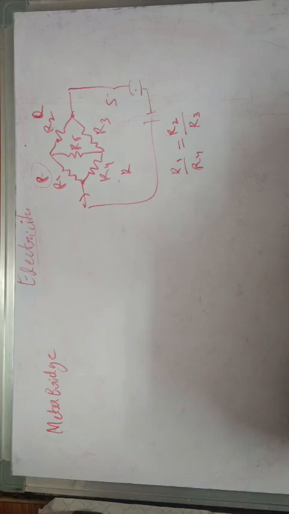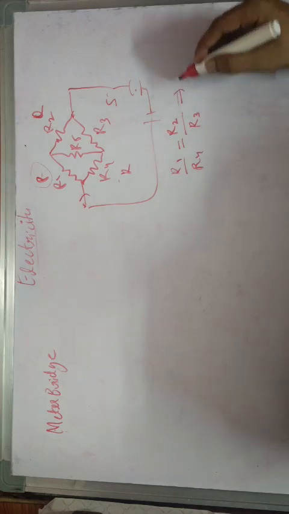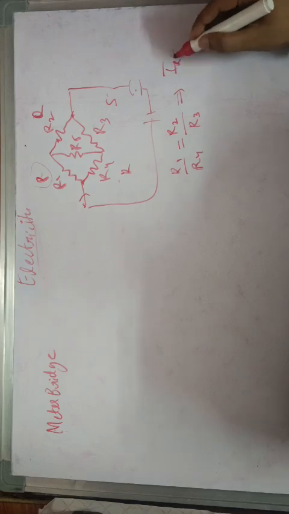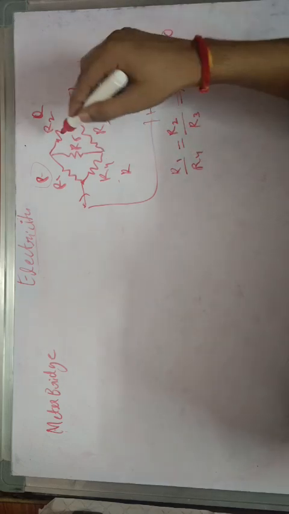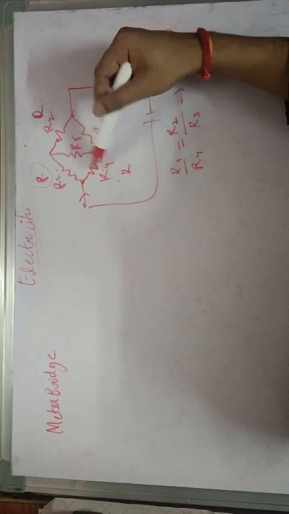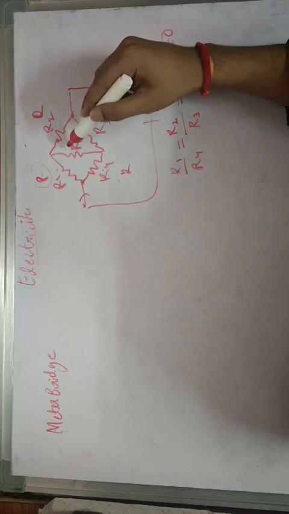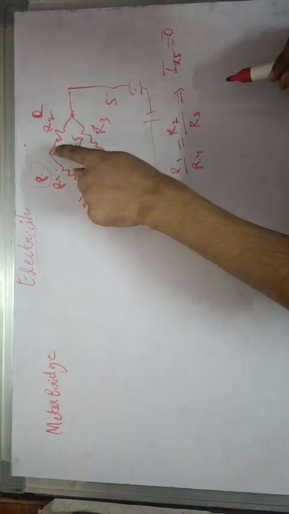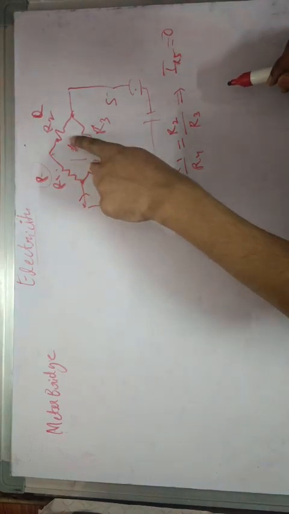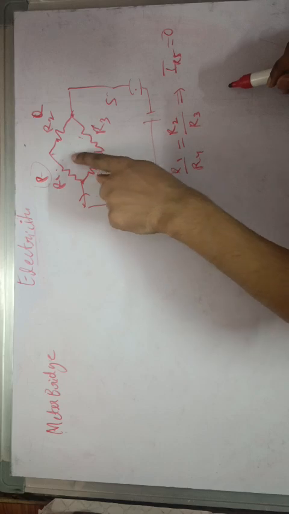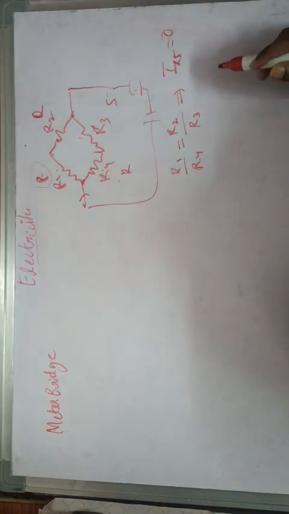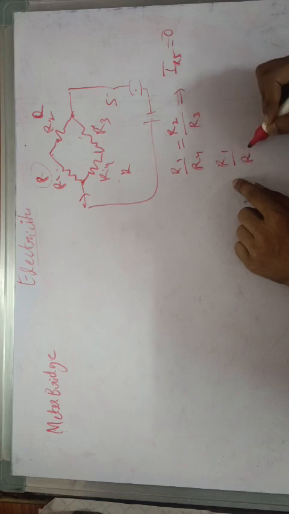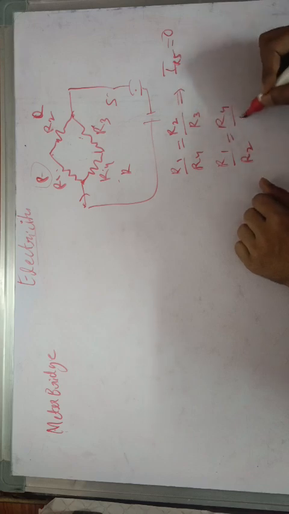Then in that case it implies that the current in the fifth resistor R5 would be equal to 0. So if the ratio of these two is equal to the ratio of these two, then there would be no current flowing in this. So we can simply remove this resistor. There would be no effect of it, and this can also be written as R1 over R2 is equal to R4 upon R3.